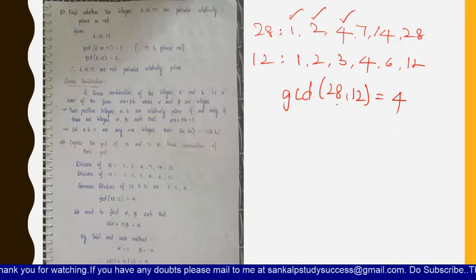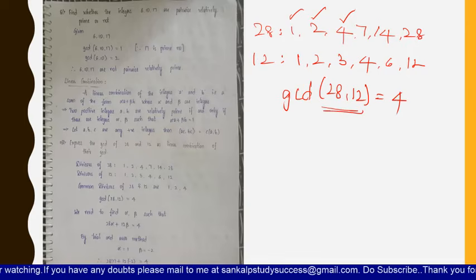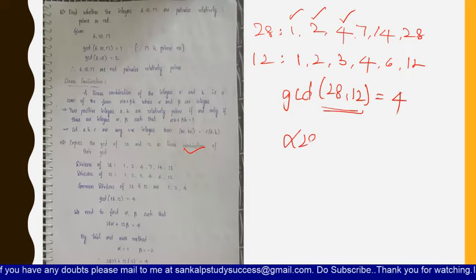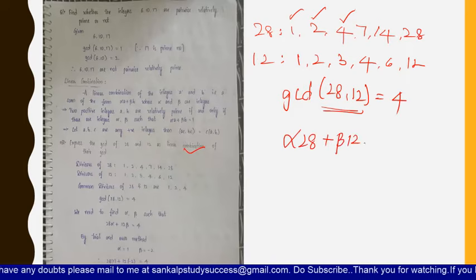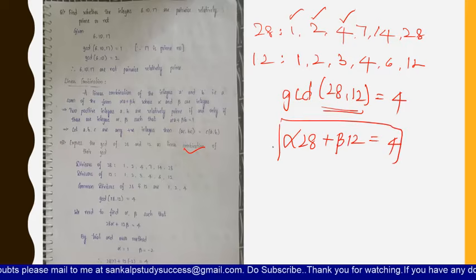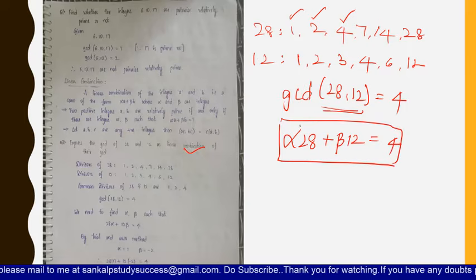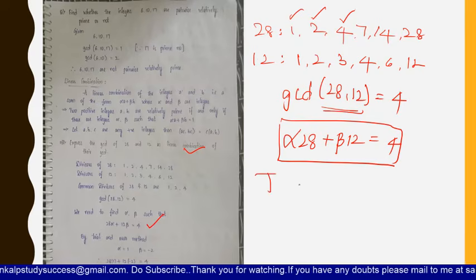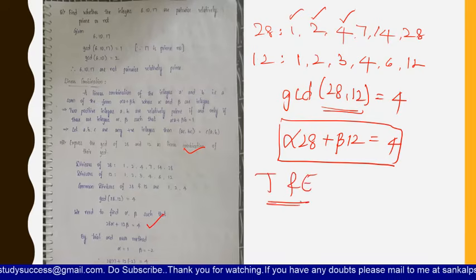Now, we need to express these two numbers as a linear combination. Here the question is, express the GCD of this as a linear combination. So we write alpha 28 plus beta 12 is equal to 4, correct? This is our standard form. Now we need to find what is alpha and what is beta. How do we find alpha and beta values? By trial and error method.